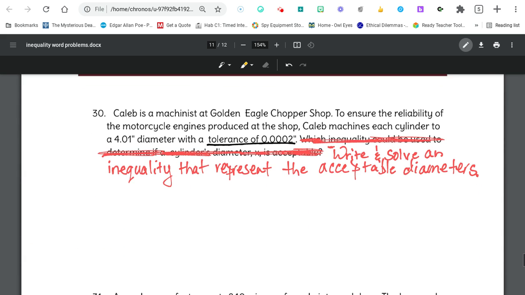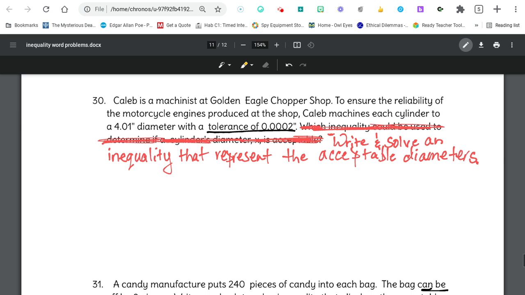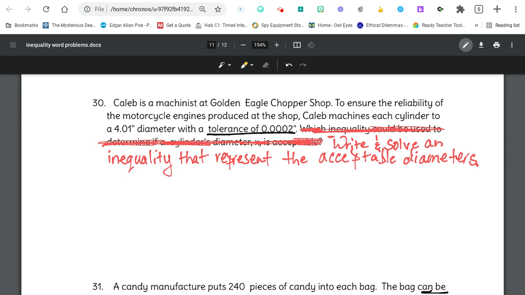Okay, let's take a look at 30. It says Caleb is a machinist at Golden Eagle Chopper Shop. To ensure the reliability of the motorcycle engines produced at the shop, Caleb machines each cylinder to a 4 1/100 inch diameter, with a tolerance of 2/10,000ths. This just means it can vary by that much, which is not much at all, okay?